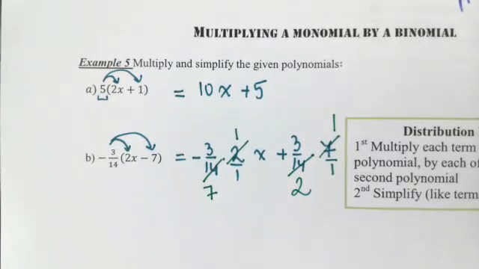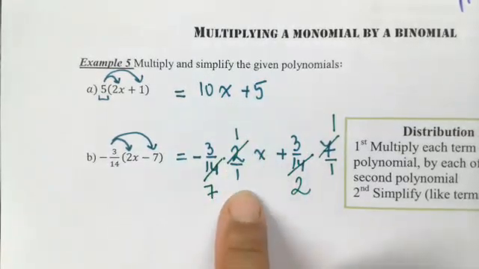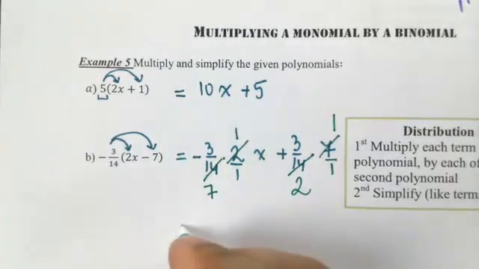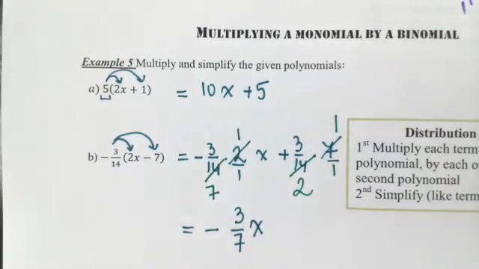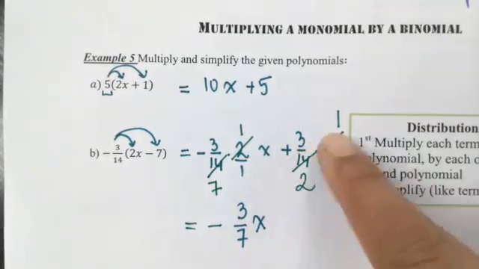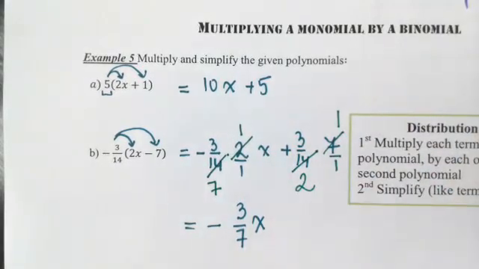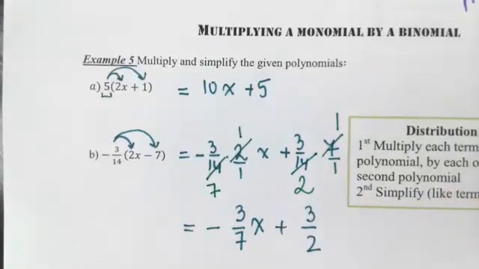Now we're putting them all together. Negative 3 times 1 is negative 3, and 7 times 1 is 7. So your answer will be negative 3 over 7. X comes along. We didn't have to do any power law for our x's. And then 3 times 1 at the top is 3, and then 2 times 1 at the bottom is 2. So plus 3 over 2.